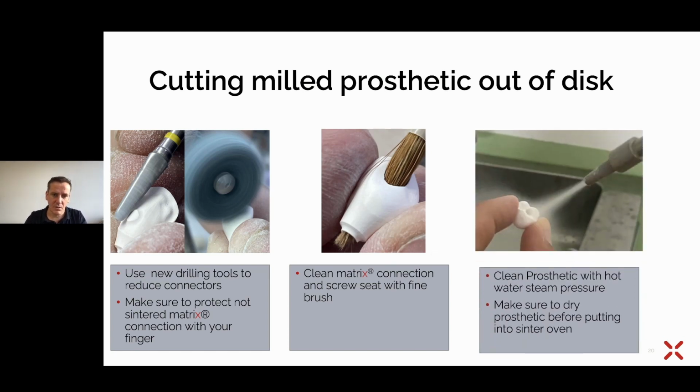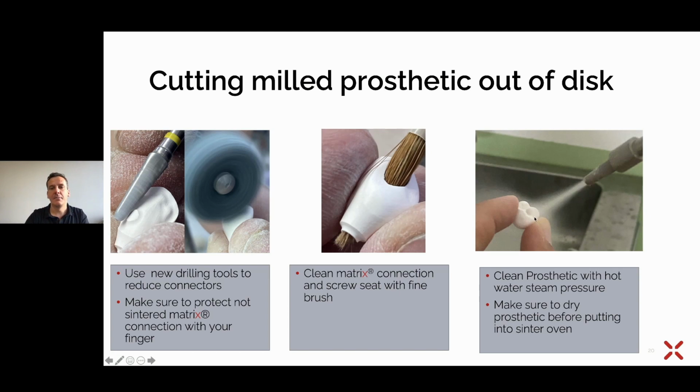If there's anything broken or some dirt here, you can clean it, and you have to clean it before you go in the sinter oven. I personally recommend using steam pressure to clean everything from any dust of zirconia before you go into the sinter oven. When you do that, you don't have to use too much pressure, especially on the connection and also on the screw seat, but make sure that all the dust and powder of the zirconia is gone.